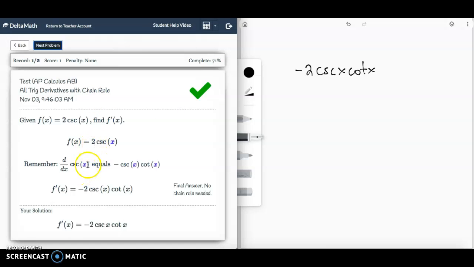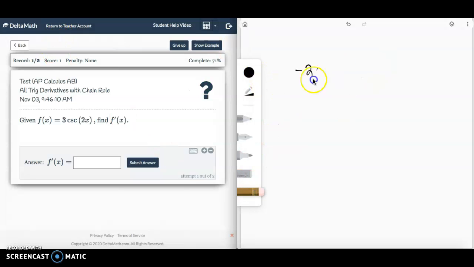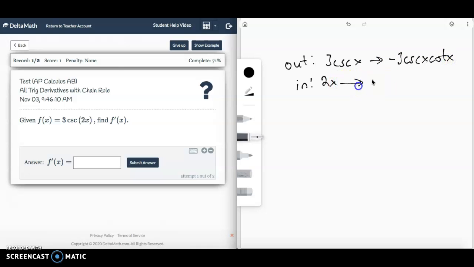See, they actually, oh, I don't know, no chain rule needed. Oh, okay, see. How about in this one? Yes, in this one you would need the chain rule, and the difference is because you have stuff inside of your cosecant function. So my outer would be 3 cosecant. My inner would be 2x. Derivative of the outside would be negative 3 cosecant cotangent. Derivative of the inside would be 2.